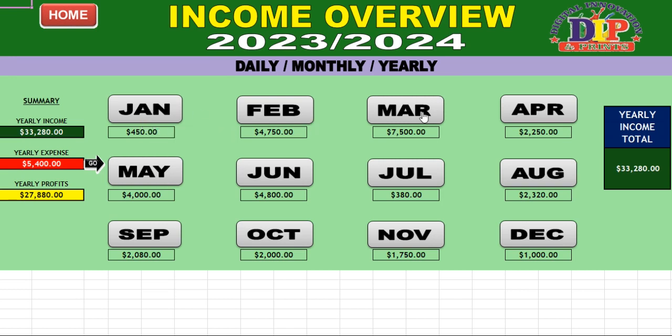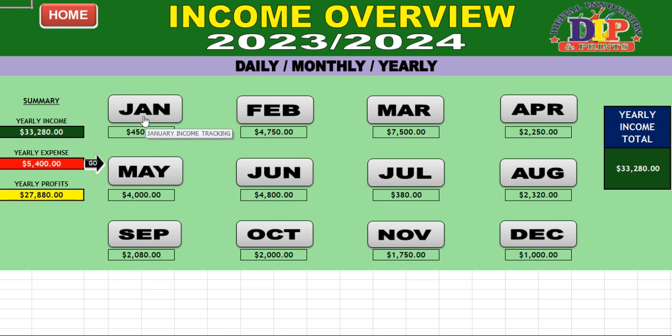Each of these months has its own records for the income, like for January, February to December. Below each month is the summary of the income. For January, the total income we have here is 450. For February, the total income here is 4,750. That's past every other month.